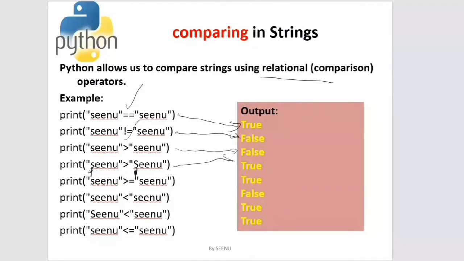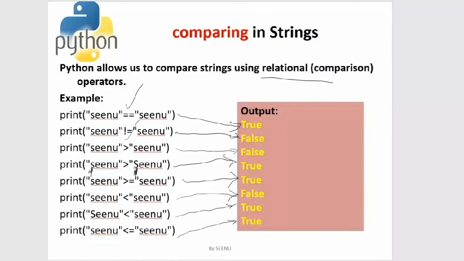In the next case, it is also saying true. And in the next case, when I said less than, I gave both the strings equal, so it's saying false. Then here I said capital S, so it's saying less than is true. And less than or equal to is also true. So you can use all these operations in comparing your strings to get a Boolean result. Is this slide clear? Yes, ma'am.